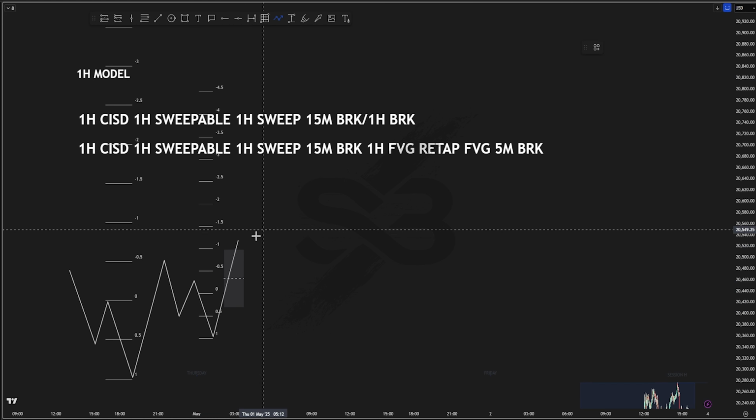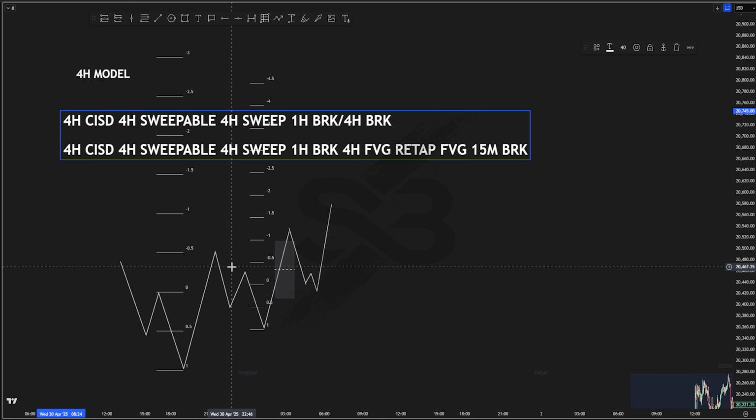So the 4-hour model is the same thing. 4-hour changes to the delivery. So same image. You then get the sweepable, same thing. You get the sweep, and then you get a 1-hour breaker here. So it's the same principle. You just moved all the time frames up one from where we were before.